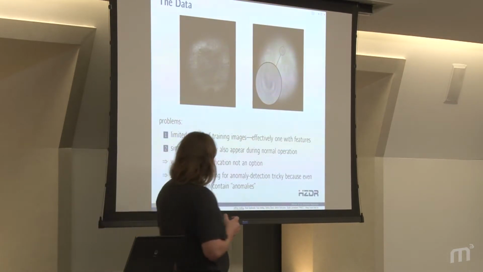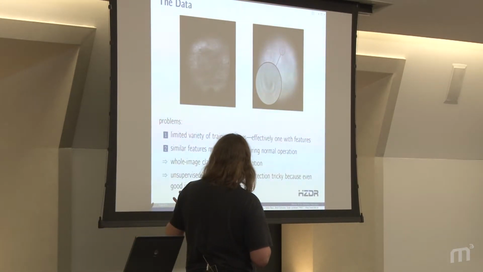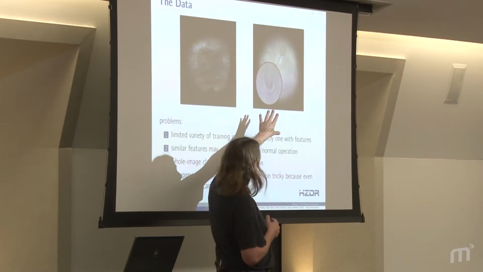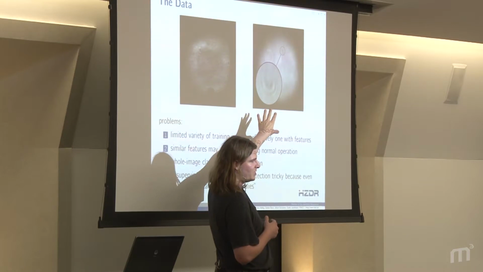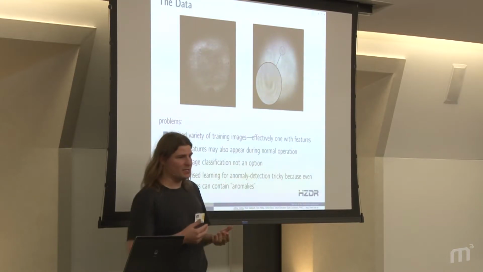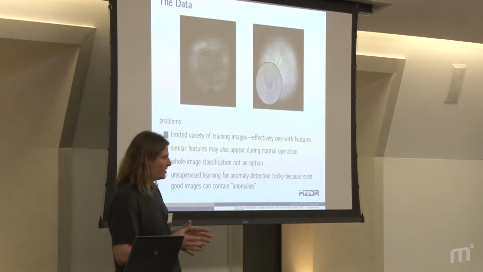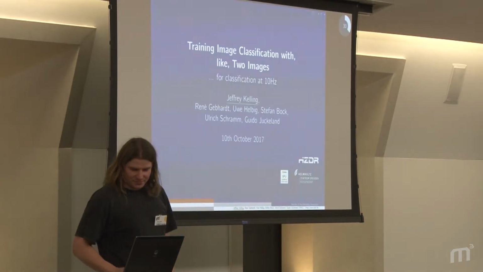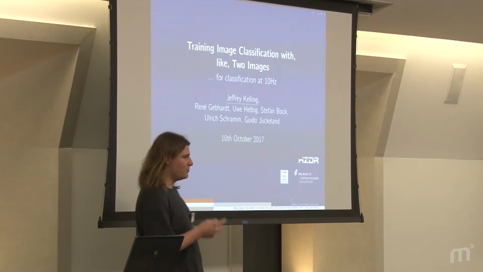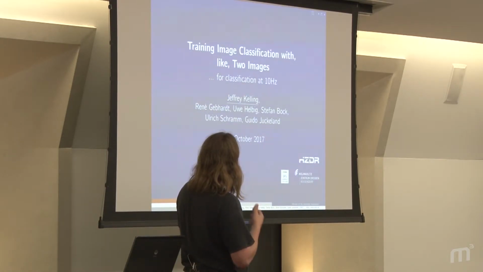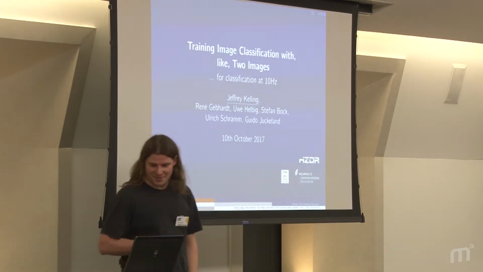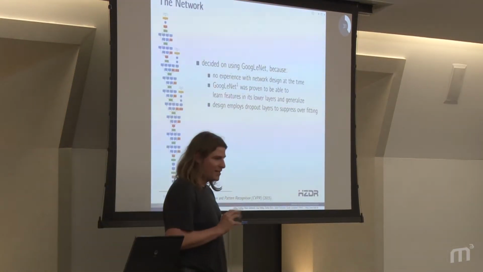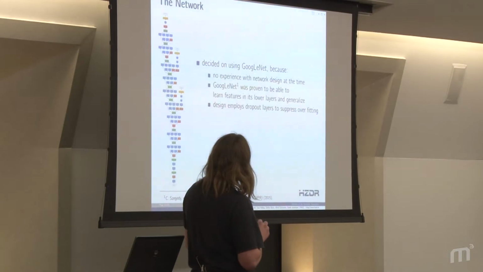So that would be something nice for unsupervised learning, but then there's a problem, which is this thing here. I haven't yet seen a really clean picture to actually train for anomaly detection, because there's no picture without anomalies. So at this point, we could basically retitle the talk to training images with like 2 images. So fortunately, let's just first go on to the network we are using.